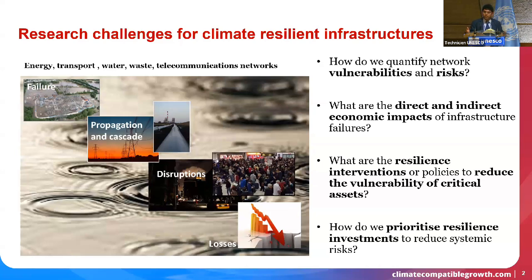In our research, we develop models and tools to quantify vulnerabilities and risks to infrastructures and understand the direct plus indirect impacts of infrastructure failures, which we feel are not very well quantified and represented. Once we understand these direct and indirect impacts, which we call systemic impacts, we look at how resilience interventions can be built into infrastructure networks. We cannot intervene against every possible risk, so we have to think about prioritization of these interventions, because our capacities and budgets are limited.